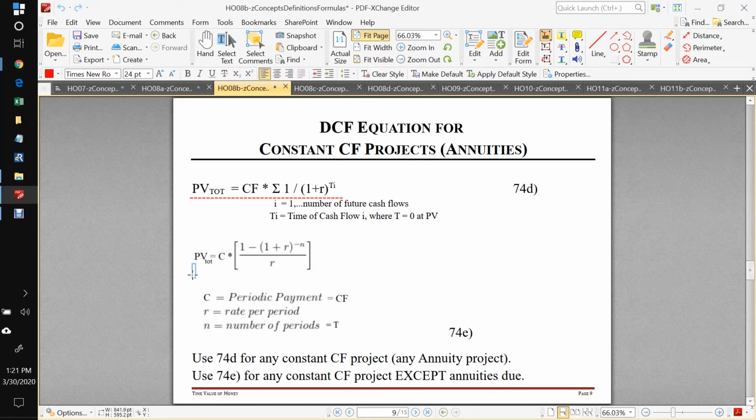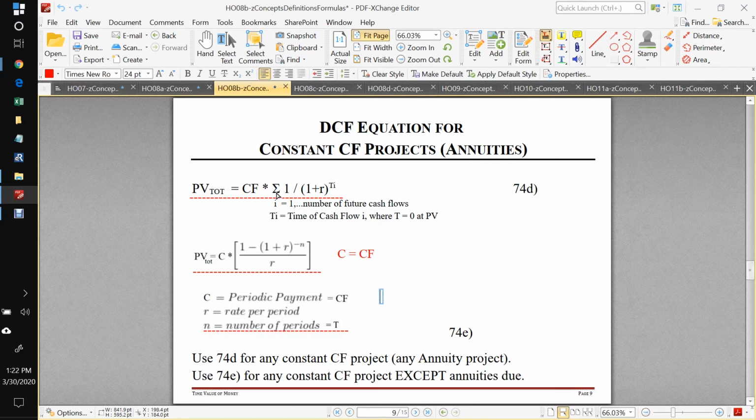And we also got this formula, which was very helpful. The PV total is equal to the cash flow. So remember here, C equals CF, it just depends on the textbook we're looking at, it means the same thing. So the total PV at the beginning of the project is equal to this uniform cash flow times this whole mess involving R, and N again is the number of periods.